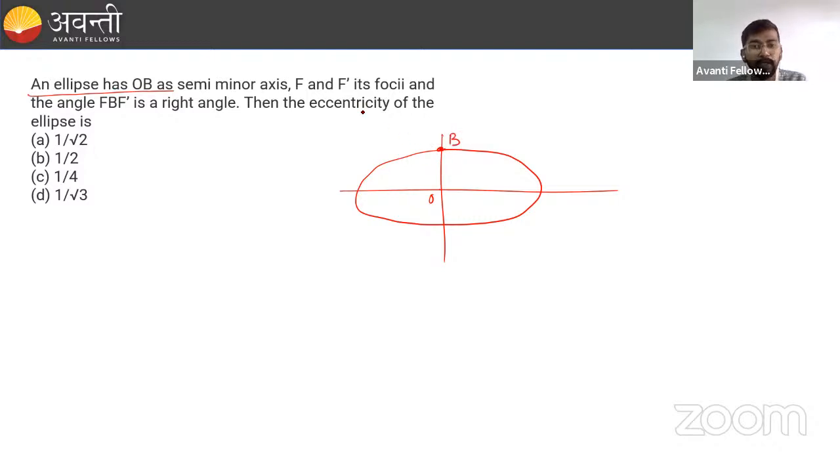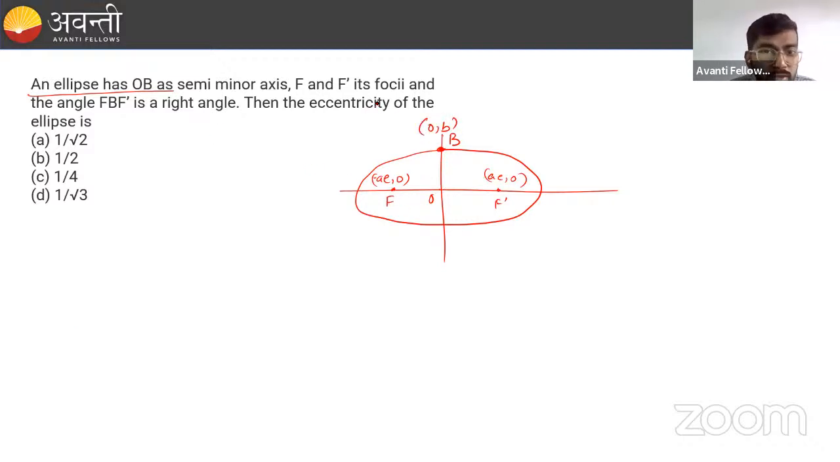So this is our B, and F and F dash are its foci. So this is, let's say F, this is F dash. So the coordinate of F is minus AE comma 0, F dash is AE comma 0. And this point here will be 0 comma B, right? This will be 0 comma B.